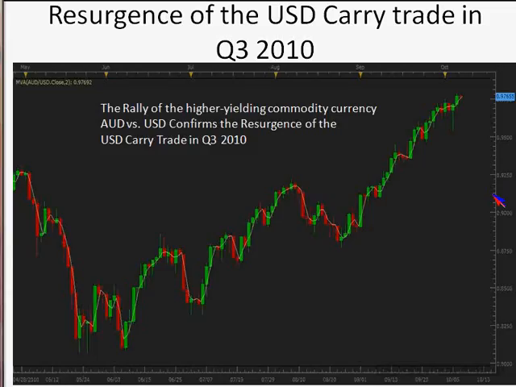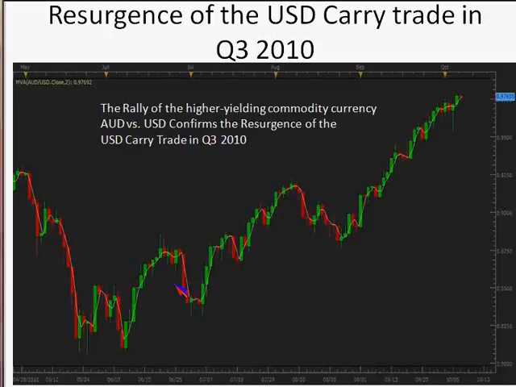And some of the confirmation that we got for the resurgence of the US dollar carry trade in the third quarter of 2010, which could obviously continue in the fourth quarter of 2010 if the Fed continues to keep rates low, is that resurgence of the US dollar carry trade was confirmed, in my opinion, by the rally that the higher yielding commodity currency, the Australian dollar, has managed to stage versus the US dollar. And a lot of you who do follow the developments with the Aussie versus the US dollar currency pair in the last several months would know what I'm talking about.